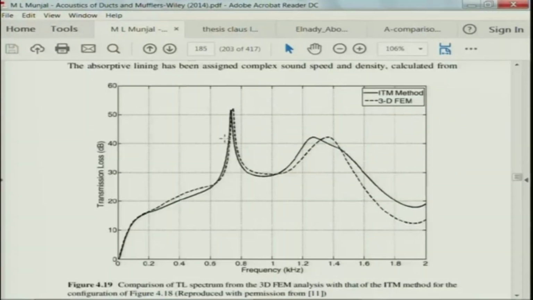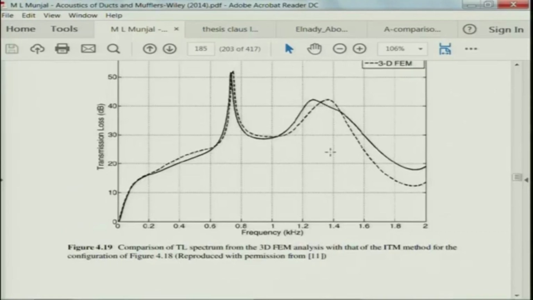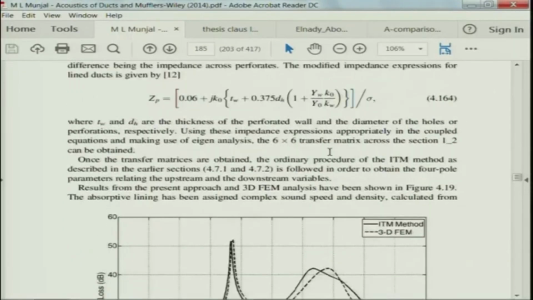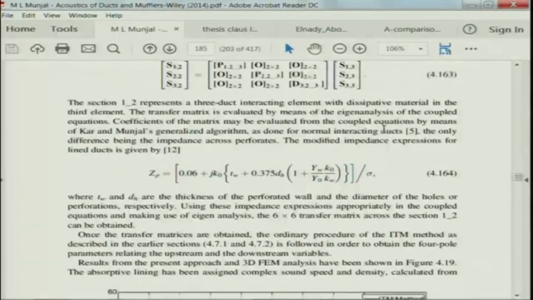This is one result, also only from the plane wave analysis, the ITM method, which is called the integrated transfer matrix method, developed by Munjal and his group. It matches quite well with the 3-dimensional results for the configuration dimensions considered, but for larger mufflers we still have to use a 3D approach. But what I was trying to show you is this expression. Now, what does it do? It is a modified impedance expression.